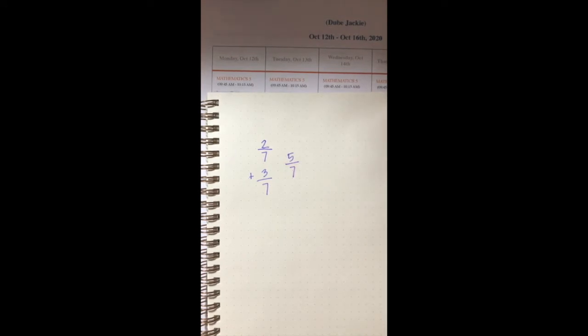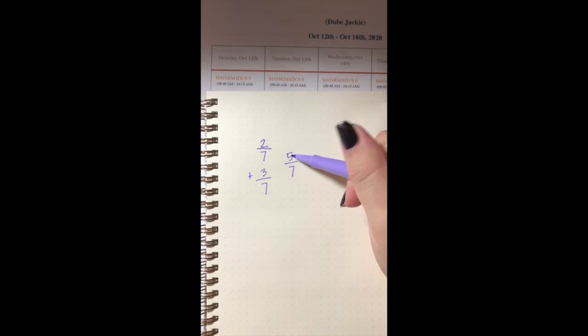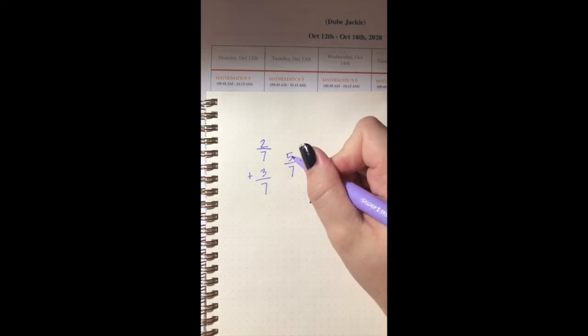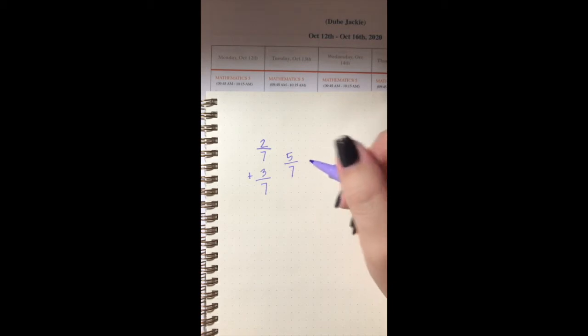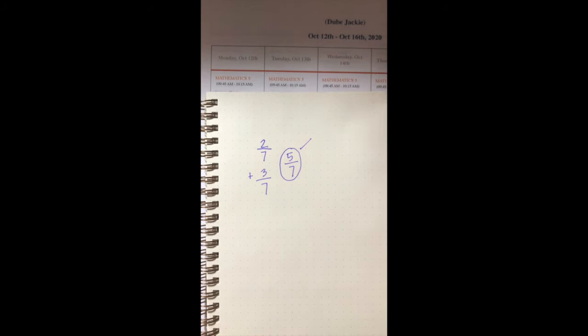But then we have our second step. And our second step is to decide whether or not our solution is an improper fraction. Now, we know that an improper fraction would have the higher number on top, and this is 5 over 7, so the lower number is on top. So we know that this is not an improper fraction. And then step 3 would be to reduce if needed. But there is no number that fits perfectly into 5 and perfectly into 7. So we know that this number cannot be reduced, and therefore this is our answer simply.